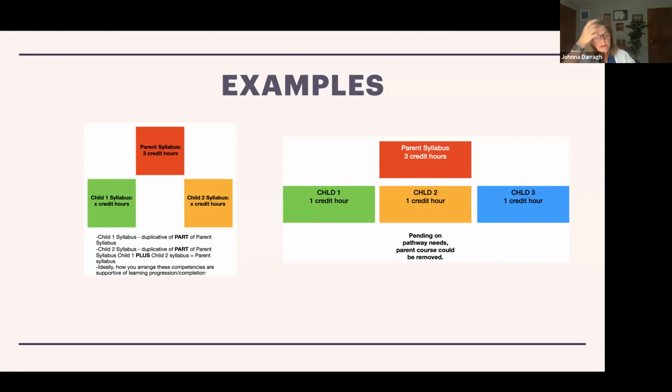The example that I'm giving here is based on a semester hour example. And depending on your pathway needs, you might eliminate that parent course. And I'll give you one of the examples that I'll show you later. Relates to some of the modularization that we did at Heartland, where we eliminated the parent course from the curriculum.